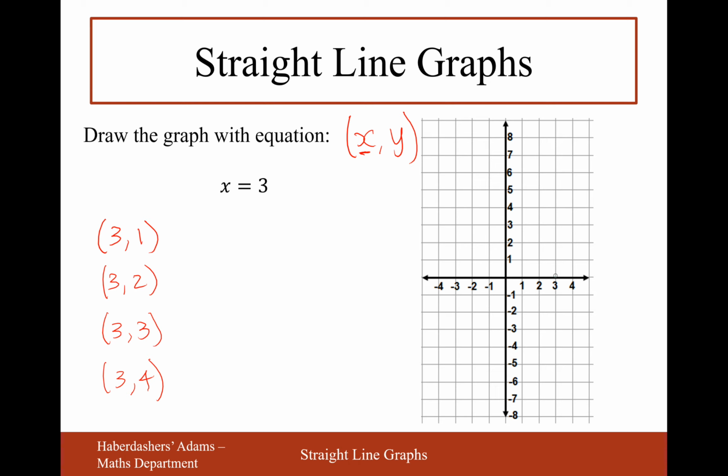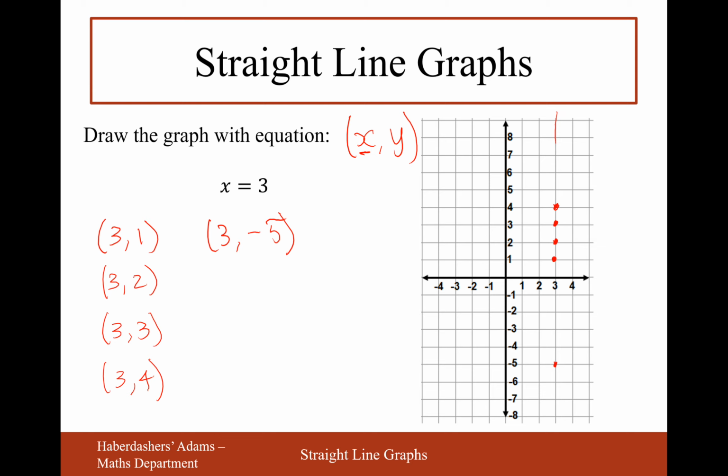So it's going to be 3 across, 1 up. Start from the beginning again at 0, 0, 3 across, 2 up. Start from the beginning again at 0, 0, 3 across, 3 up. Start from the beginning again, 3 across, 4 up. I could even go down by some, so I could go 3, minus 5. 3 across, down 5. And you can see what would happen here.